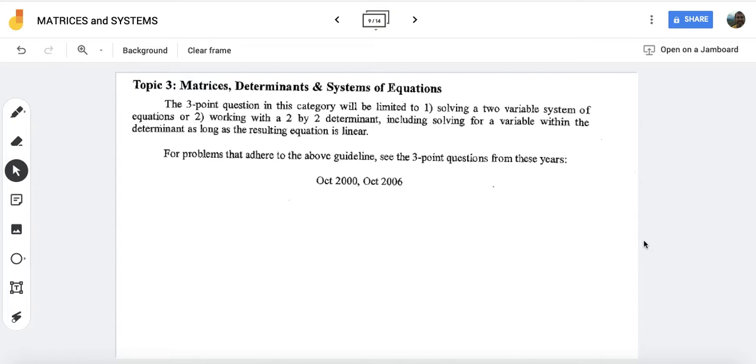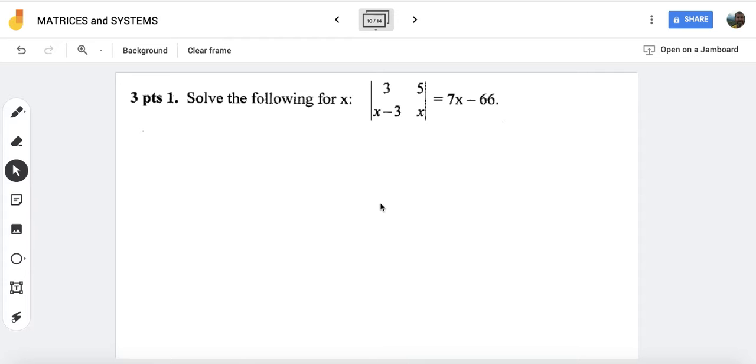Alright, math team. For the first meet, the third topic is matrices, determinants, and systems of equations. The 3-point category is going to either be solving a two-variable system of equations, which you probably learned how to do in Algebra 1, or working with a 2x2 determinant. I'll show you an example of that right here, but they do get more complicated than this, so you may have to refer to the notes. This video is only going to handle the easier case of the 2x2 determinant.